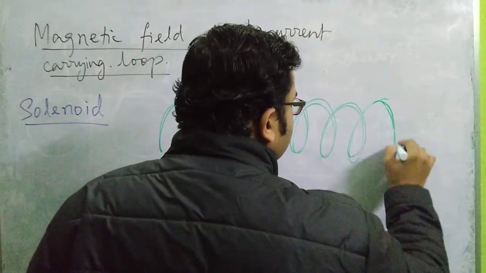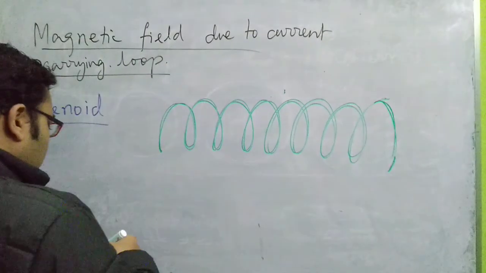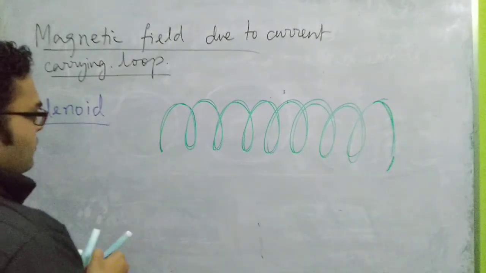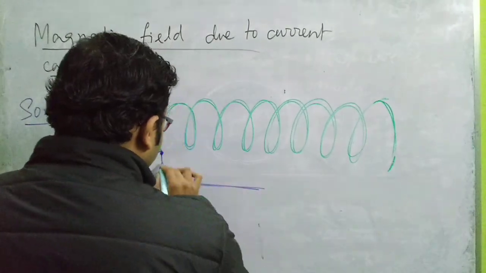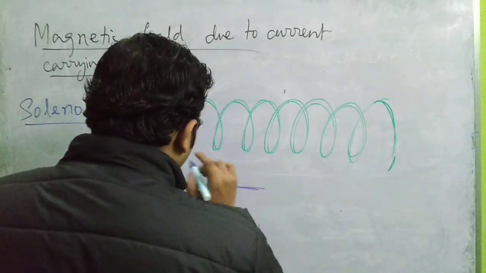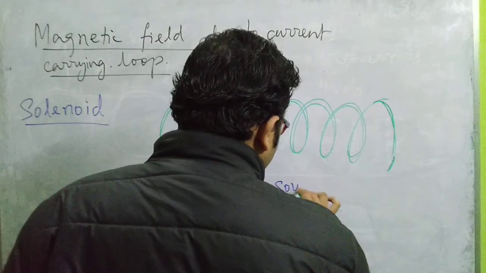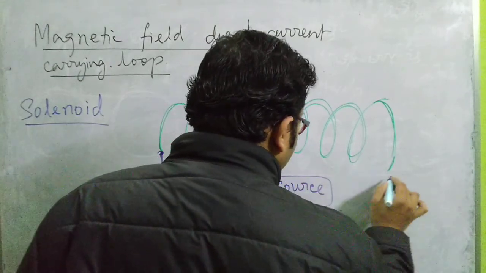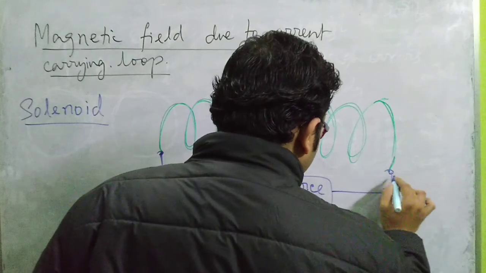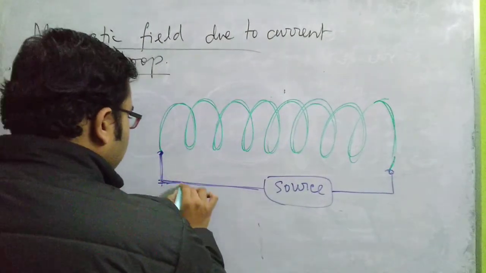We connect this solenoid to a source, and when we do so, it causes a current to flow. Here you can connect any kind of source. I am not mentioning the source name, I am just saying that there is a power source. This power source causes the current to flow in the solenoid.